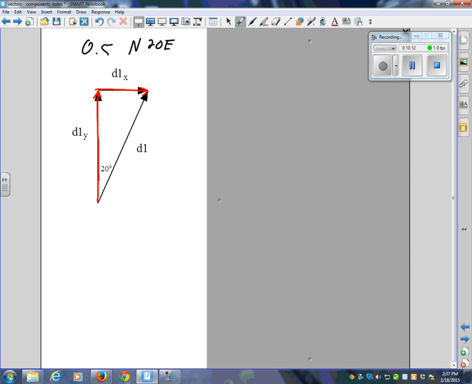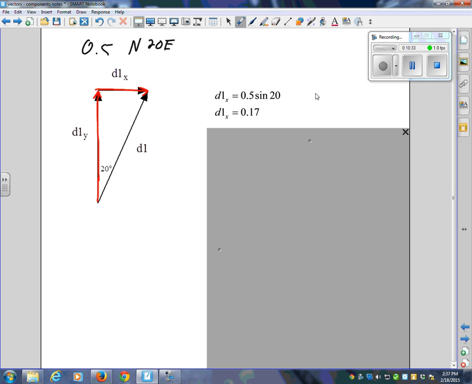And label them. This is vector D1. This is D1Y. Why is that the Y? Because it's up and down. And this is the X because it's left and right. And then find the X and Y components. D1X is 0.5 sine 20. Jason, why is it sine 20? Opposite side. This is opposite to the angle, right? And opposite is sine. When I say opposite is sine, everyone kind of knows what that means? So it's 0.5 times sine 20. Will the X always be the sine?